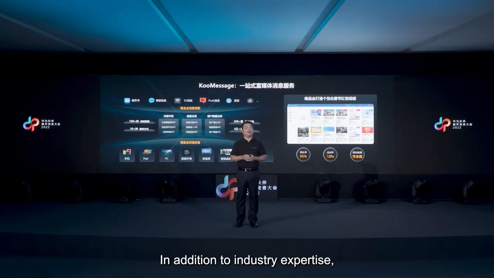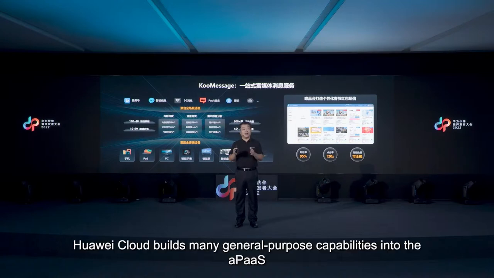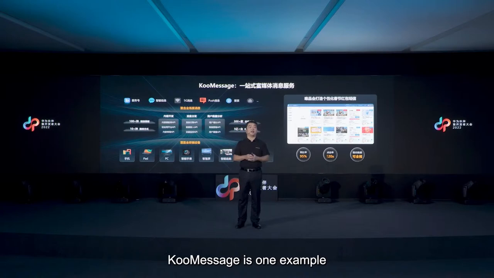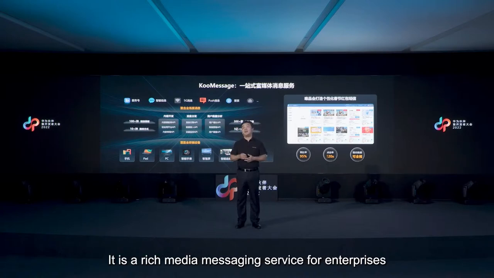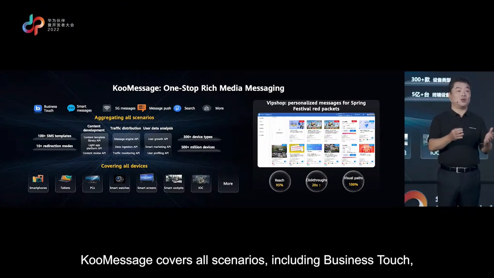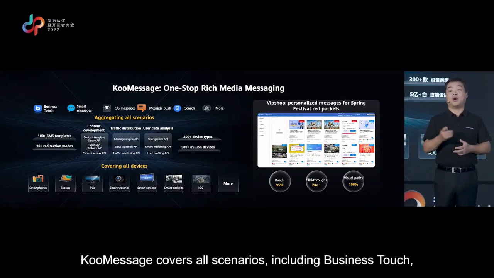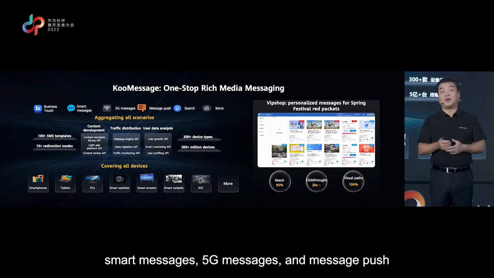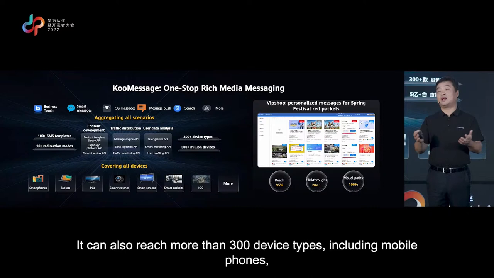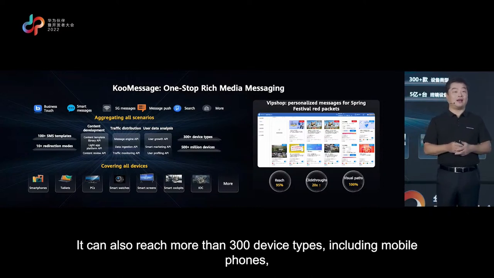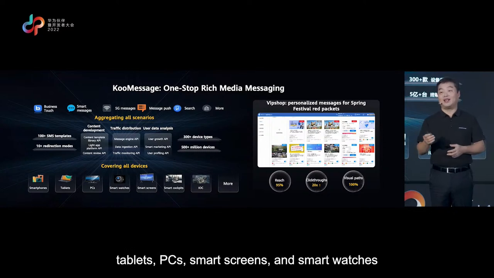In addition to industry expertise, Huawei Cloud builds many general-purpose capabilities into the APaaS. Cool Message is one example. It is a rich media messaging service for enterprises. Cool Message covers all scenarios, including business touch, smart messages, 5G messages, and message push. It can also reach more than 300 device types, including mobile phones, tablets, PCs, smart screens, and smart watches.